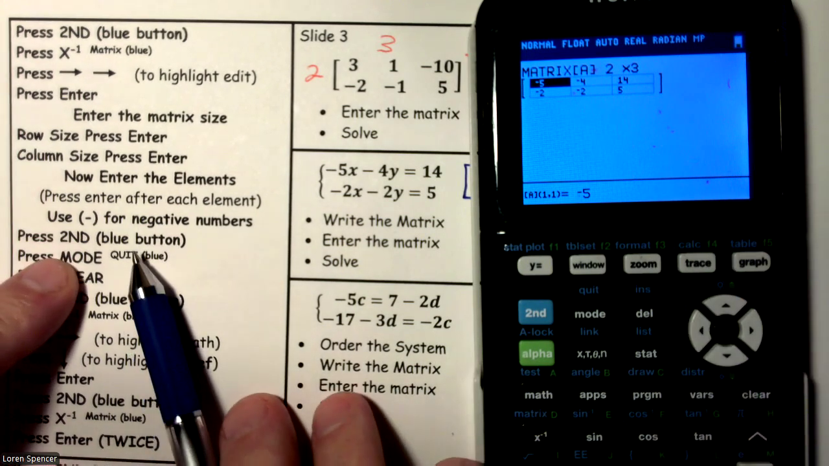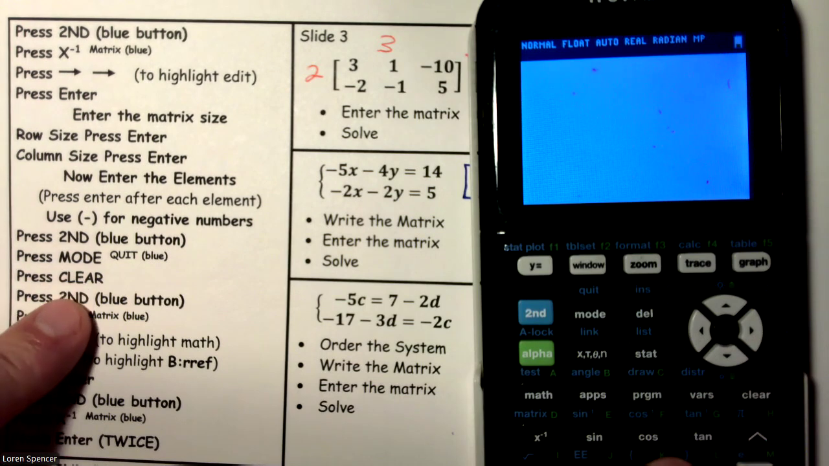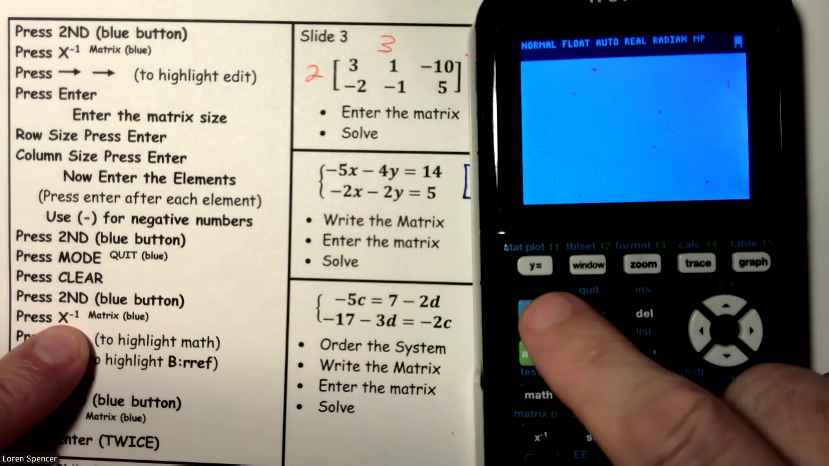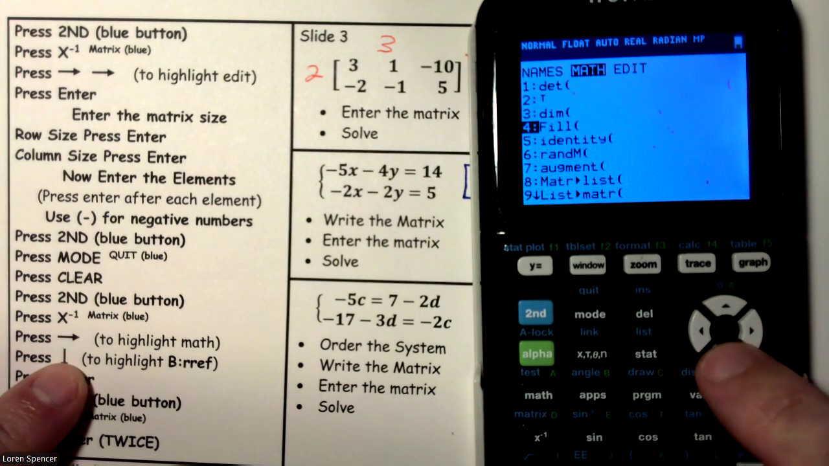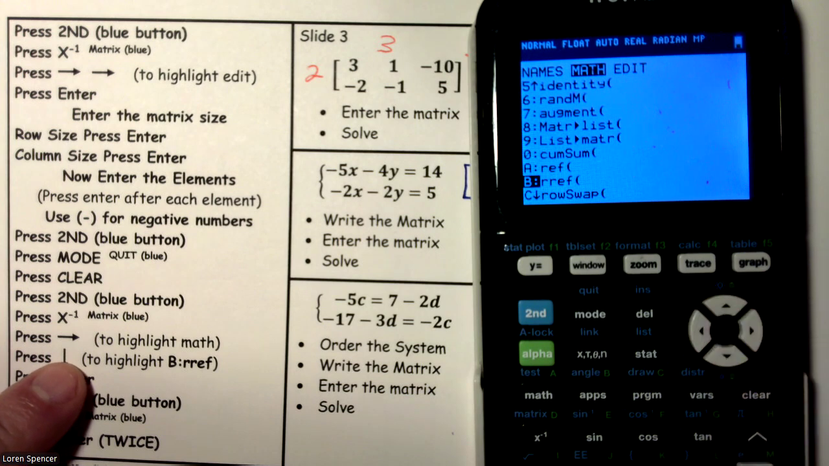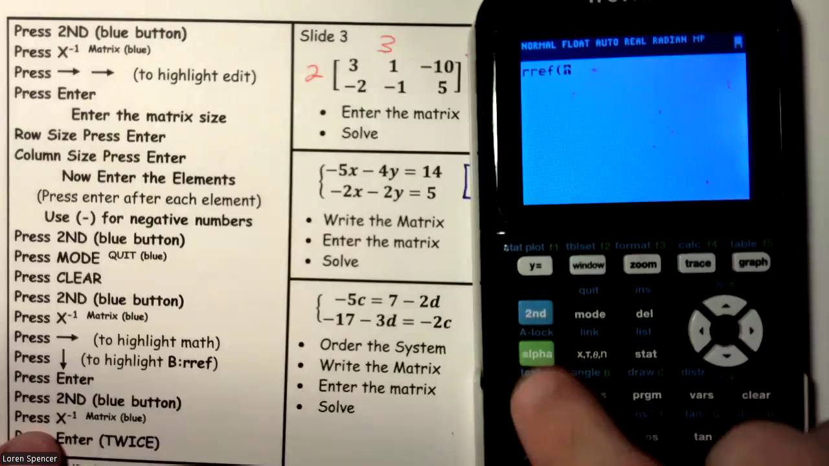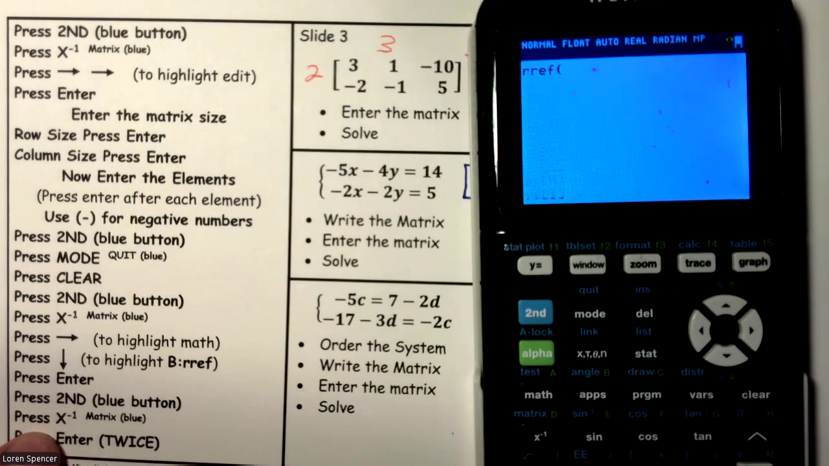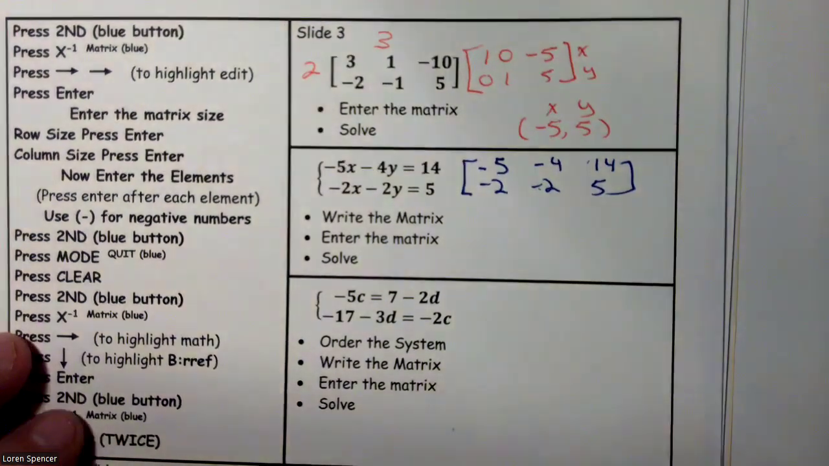So now that we've done that, we're going to press the blue button and mode. And now we're going to press the blue button and matrix. We're going to arrow to math. And we're going to scroll way down to letter B, where it says RREF, and press enter. And now we're going to press the blue button and matrix, and we'll press enter twice. And we get -4 and 1.5.